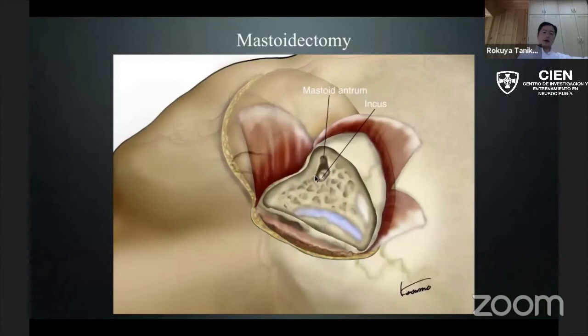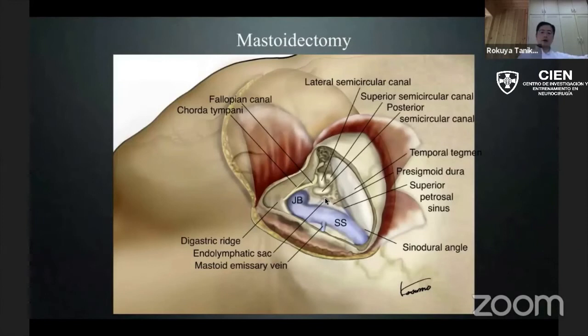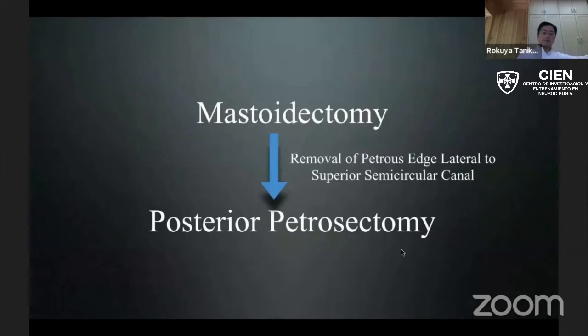And you can find the yellow compact bone of the lateral semicircular canal. And at the same depth, there is the fallopian canal. Gradually, you can fully skeletonize the sigmoid sinus, dura, the lateral semicircular canal and the fallopian canal, the tympanic segment. Now, by mastoidectomy, we can go to a posterior petrosectomy, especially the removal of the petrous edge lateral to the superior semicircular canal. This is important to do a posterior petrosectomy.